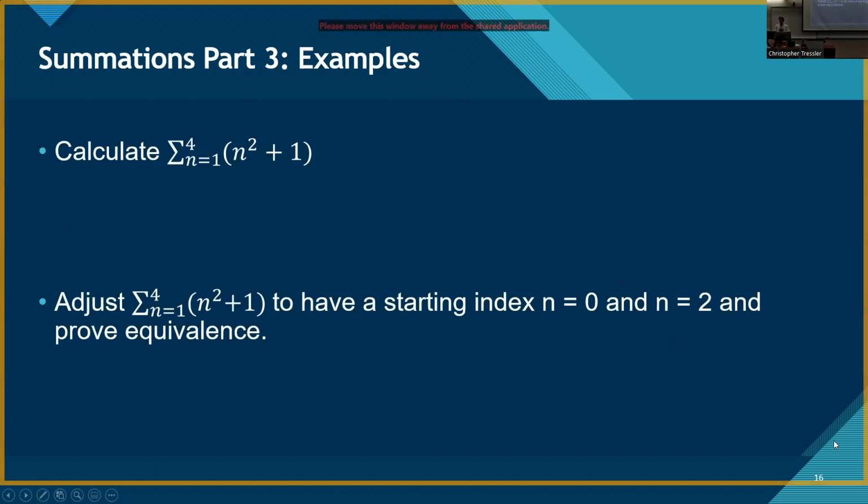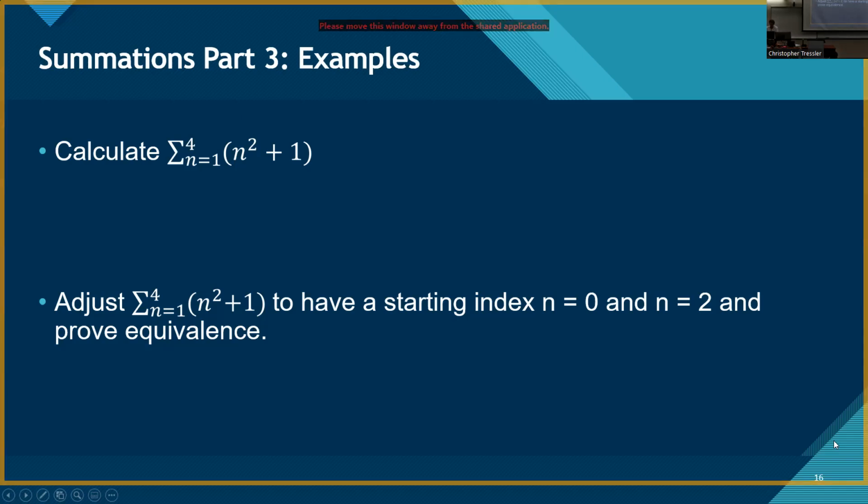So now we have this formula here, right? First we want to calculate what this is equal to. And then after that, we're going to adjust the starting index to be one lower and then one upper. Okay, so we can get practice with this concept. And once again, if it shows up on the exam, hopefully we'll be able to do it.